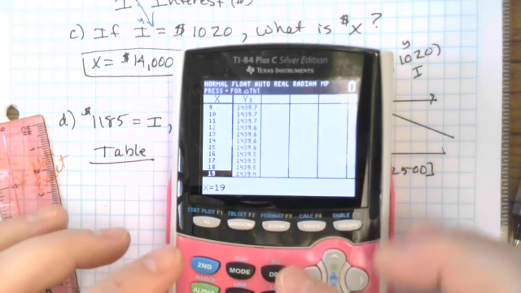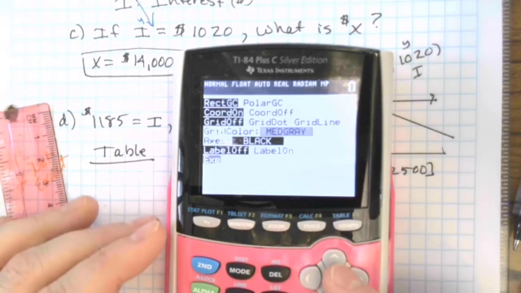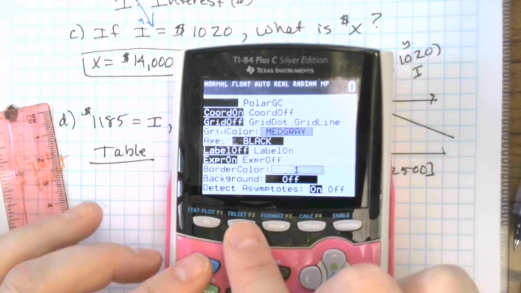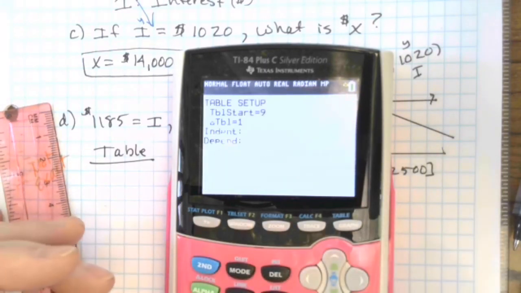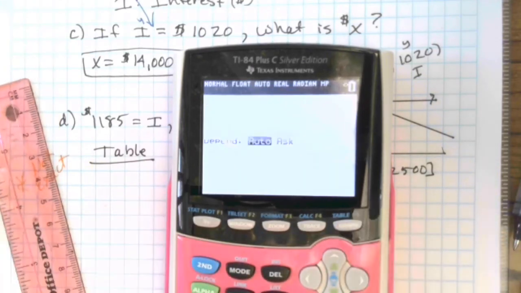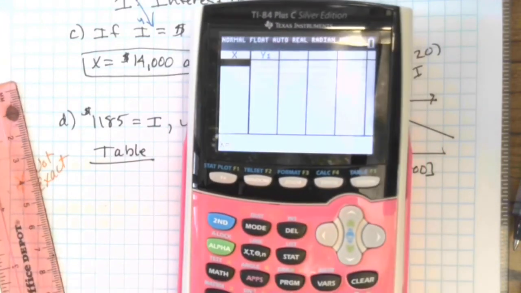So let me show you a better way to do this. Go to Table Set, second Table Set, there we go. Independent variable is x, dependent is y. We're going to say ask. Ask me what x I want to use, and then auto-calculate the y. So then go back to your table. Now your x is blank. So here's where you're going to try to put some values in.